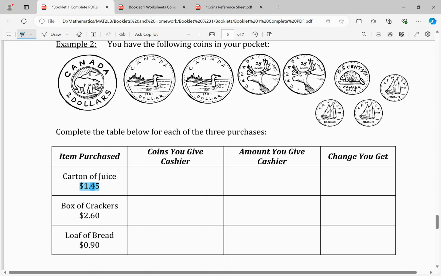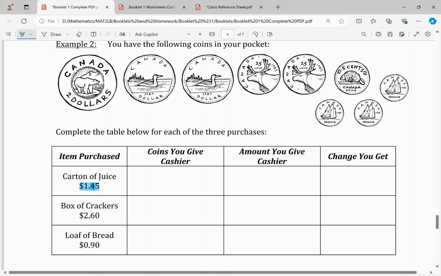Right? So we need to give the cashier enough money and then calculate the change that the cashier needs to give us back. Because if we give the cashier more money than it costs, they owe us a little bit back. Now, I don't want to dive too deep into how to calculate change yet. We are going to have another lesson or two on that later, but these should be pretty straightforward. So we need $1.45 in order to pay for a carton of juice.